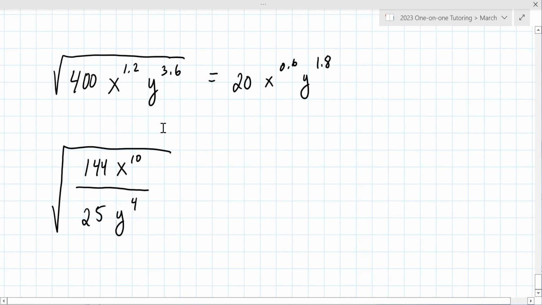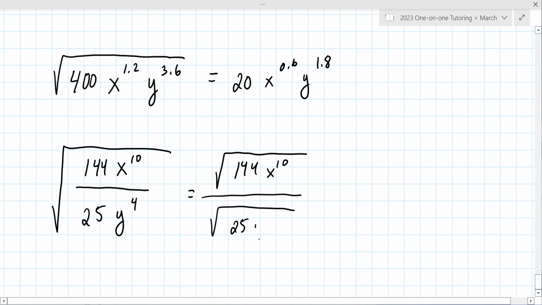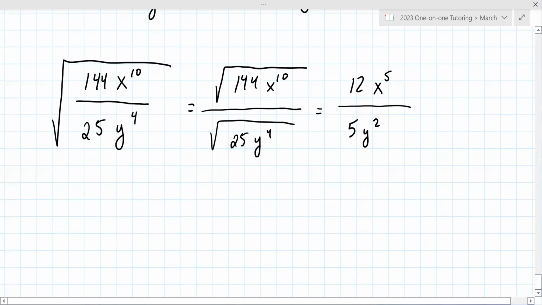So it's kind of the same, in the sense that you're going to do the same thing we've been doing. One little modification here is you take the square root of the top and the square root of the bottom. So you basically turn it into two problems and combine the results. Can you do that for me, please? That would be 12 and 5. So x to the 5th over 5, and then y squared. Good. Great. Okay, so go ahead and get that down. We'll do another problem like this.